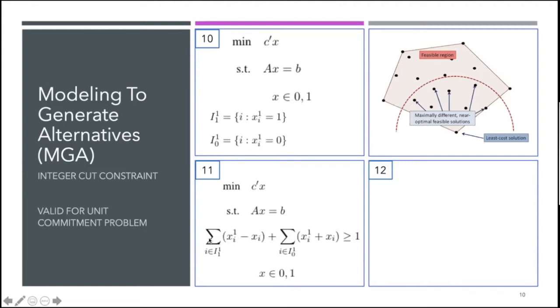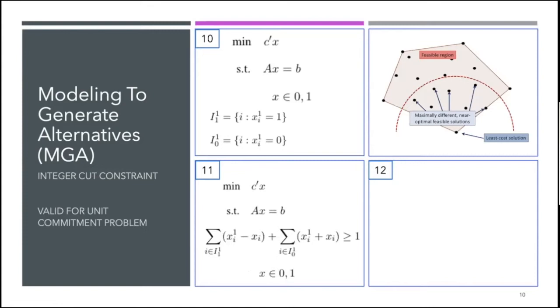Okay. So if the solution of this problem is x2, then we will just add one more constraint here, which will try to push away from the second solution, right? So the good thing about this formulation is that we do not add any more variables than we already have. We only keep on adding one constraint for each MGA iteration.